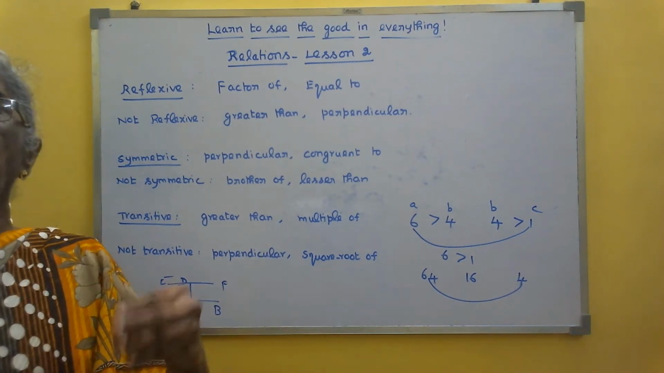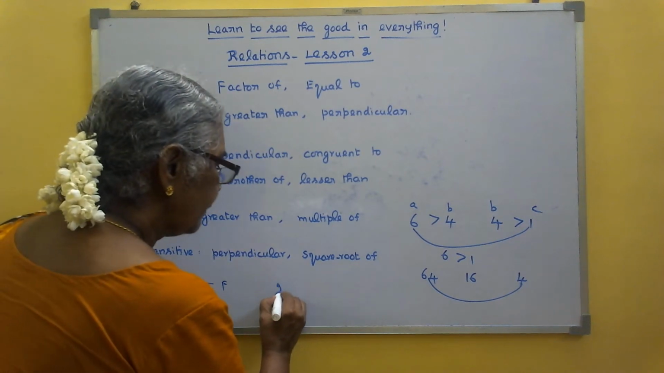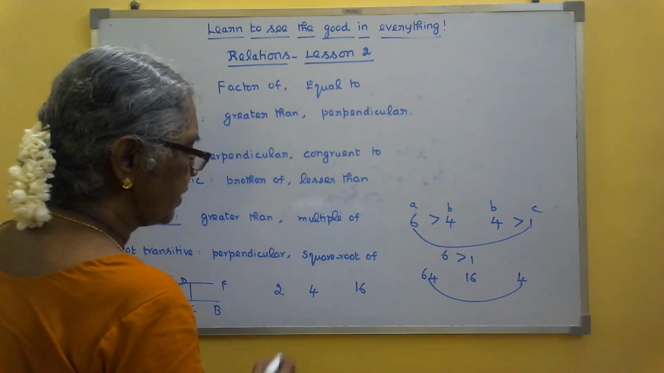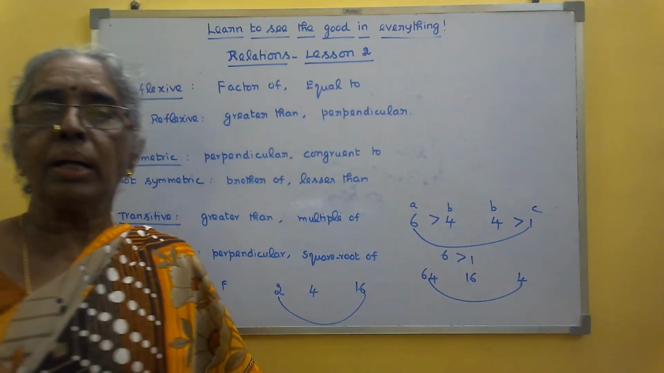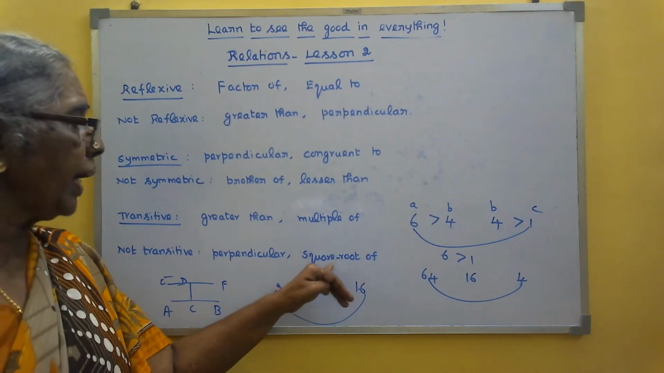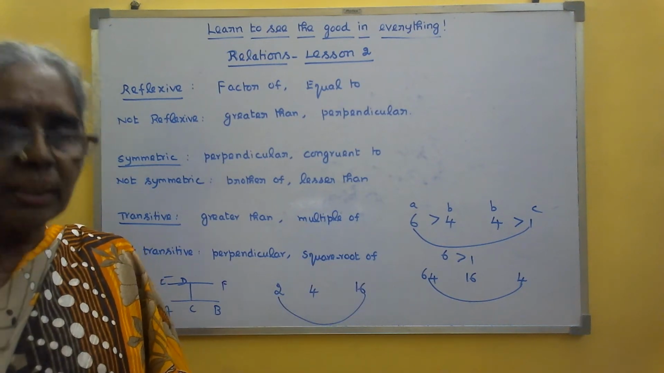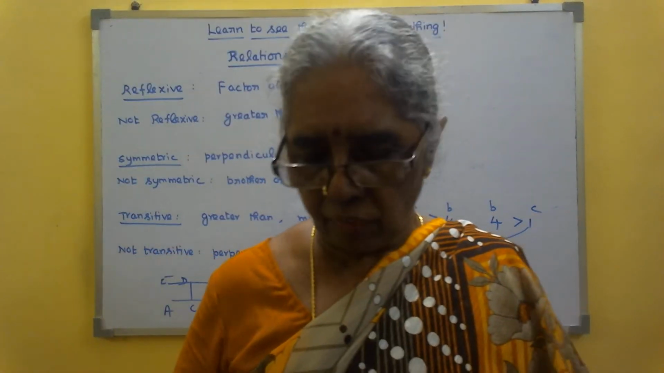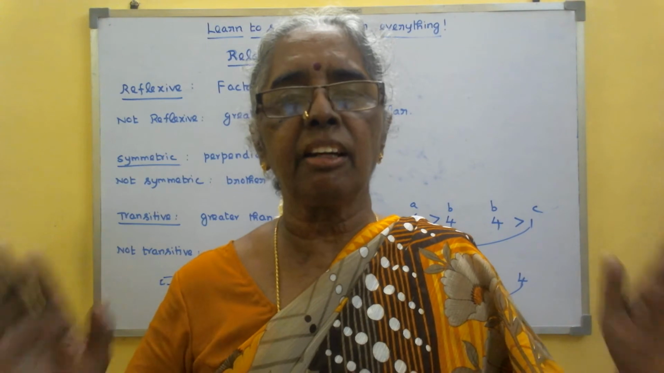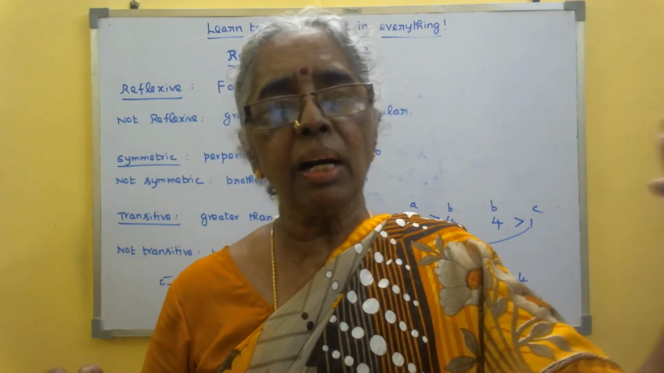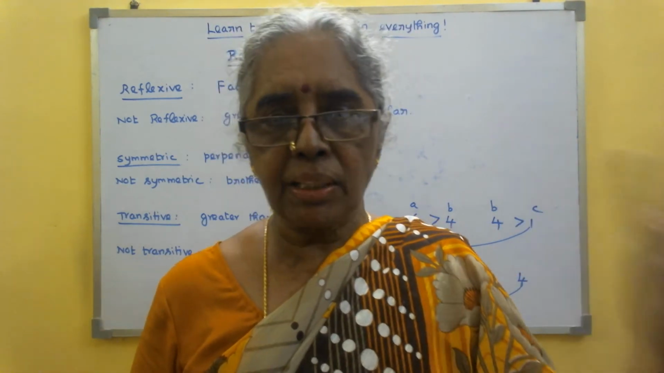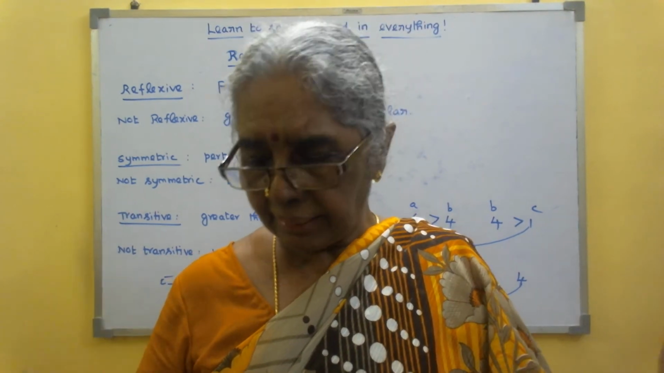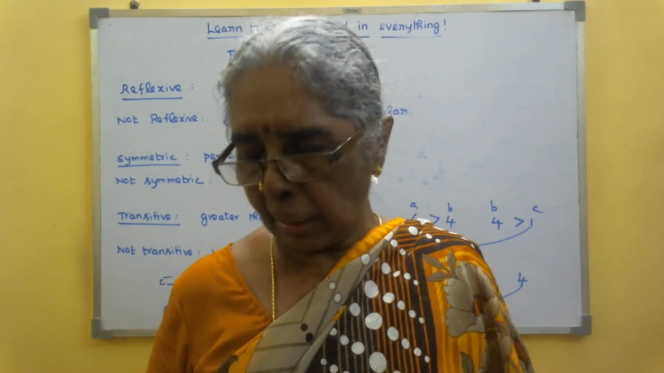Now, you think square root of. 2 is the square root of 4. 4 is the square root of 16. But 2 is not a square root of 16. So, square root of is a relation which is not transitive. Hope you are now clear about the 3 important types of relations. Like this, you have to think of many examples, okay, which are reflexive, which are not reflexive, which are symmetric, not symmetric, which are transitive, not transitive. So, if you analyze like that, you will be very clear about the 3 types.